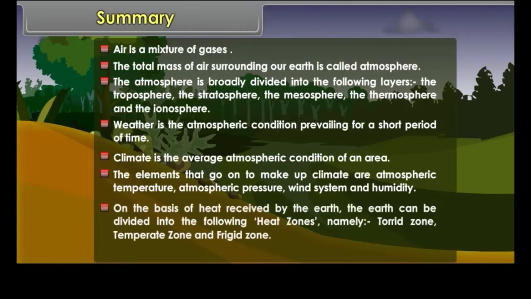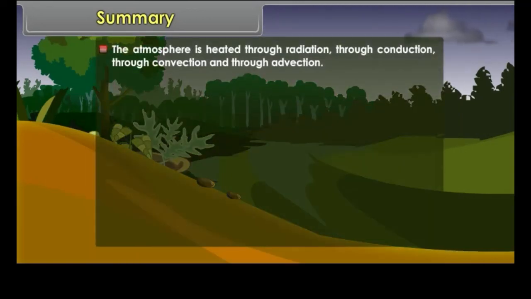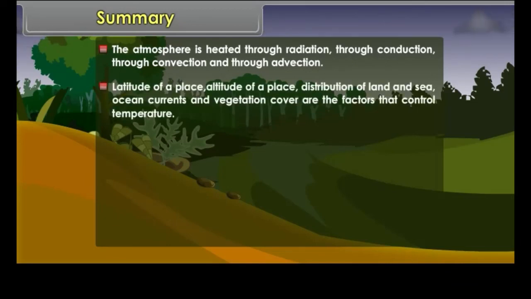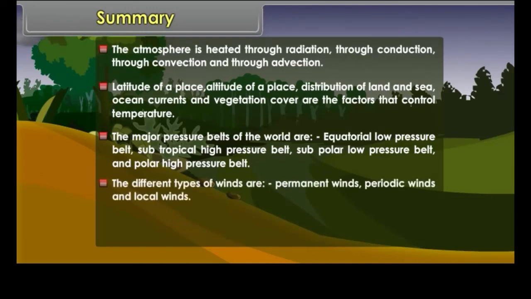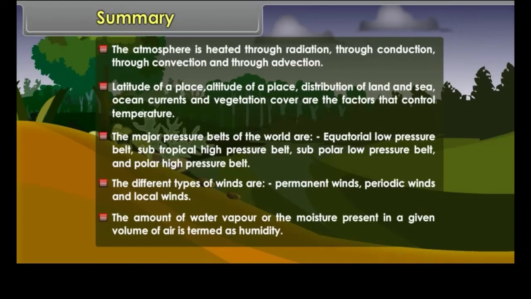On the basis of heat received, the Earth can be divided into the following heat zones, namely Torrid Zone, Temperate Zone, and Frigid Zone. The atmosphere is heated through radiation, conduction, convection, and advection. Latitude of a place, altitude of a place, distribution of land and sea, ocean currents, and vegetation cover are the factors that control temperature. The major pressure belts of the world are equatorial low pressure belt, subtropical high pressure belt, subpolar low pressure belt, and polar high pressure belt. The different types of winds are permanent winds, periodic winds, and local winds. The amount of water vapor or the moisture present in a given volume of air is termed as humidity.